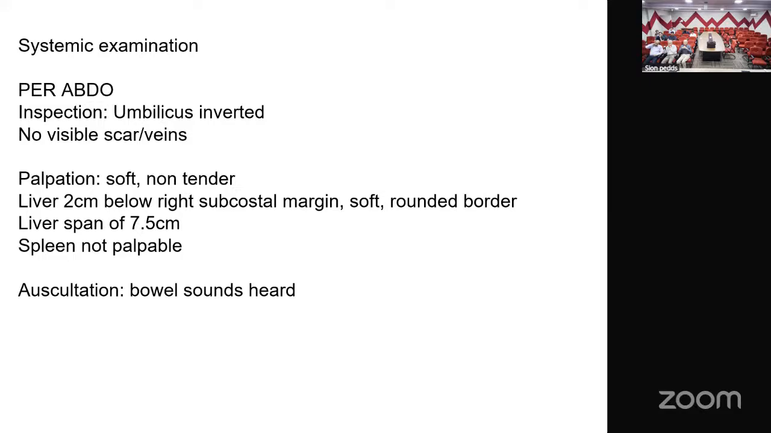On per abdomen examination, soft, non-tender, and liver of 2 centimeter below right subcostal margin present, soft. The systemic examination is within normal limits.